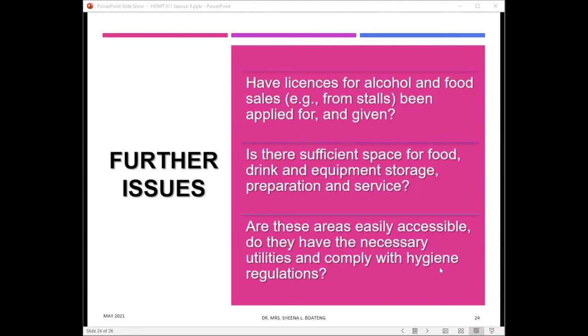Also, in terms of organizing your event and planning for food and beverage, you need to ensure that you have made adequate provision in terms of space for the food and beverage to be displayed and stored. Also, if there's the need for some equipment to be able to store this food and beverage safely, you need to make sure that these are also provided.